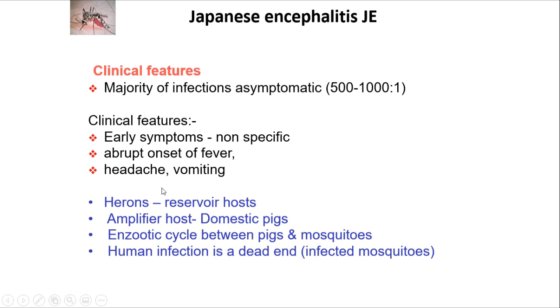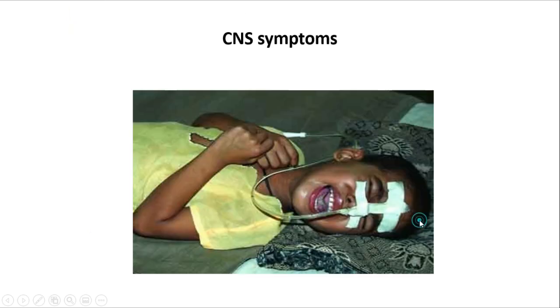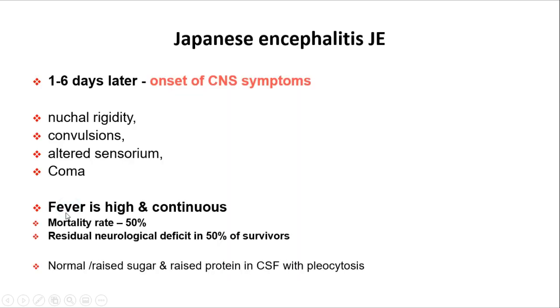There will be abrupt onset of fever, headache, vomiting, and we already discussed this. There is a chance of an enzootic cycle happening between pigs and mosquitoes. Human infection is the dead end of this infection, right? And there are CNS symptoms, or CNS complications. That's the most dangerous aspect of Japanese encephalitis condition, which is commonly characterized by convulsions, behavioral changes, even meningeal signs, including paralysis. So these are the serious CNS complications associated with Japanese encephalitis. All right.